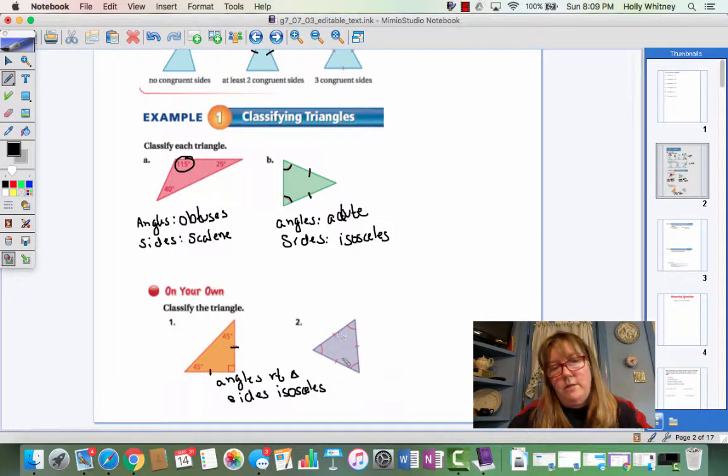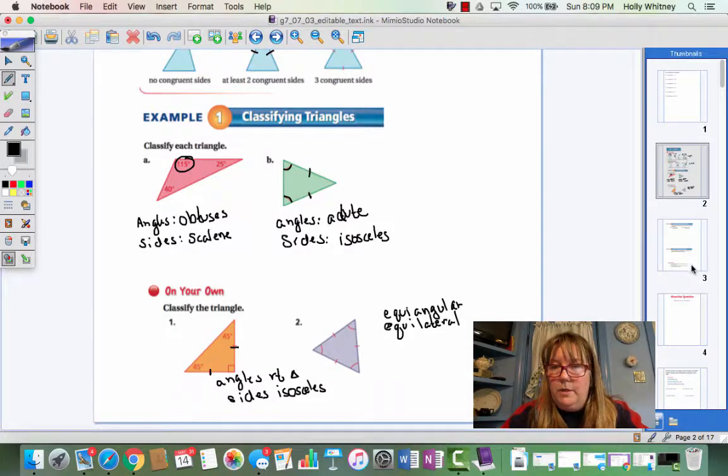This triangle has three congruent sides and three congruent angles. So we know that this has to be equilateral and equiangular. Remember, they have to go together. So it's an equilateral, equiangular triangle.